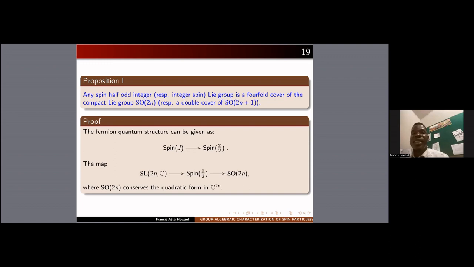We consider the proof of this, which is straightforward. The fermion quantum state, which is the spin J, when I consider fermions, can be the spin of Z integer over 2. That's the half integer, half odd integers. And this has a sequence, which is the special linear group of order 2, that's a complex form, mapping into the spin half integer, and into the SO2N, which is the special orthogonal group of dimension 2N, where SO2N conserves its quadratic form in the complex 2N dimensions.